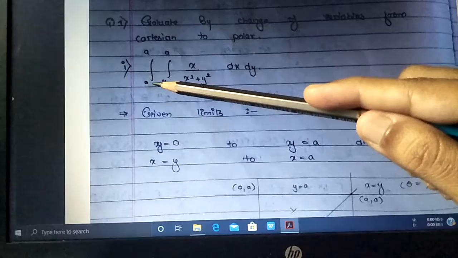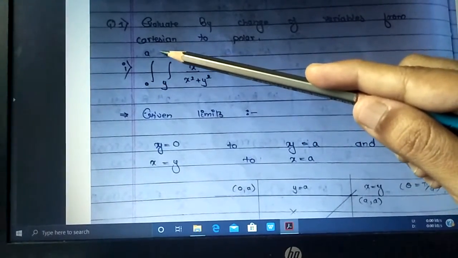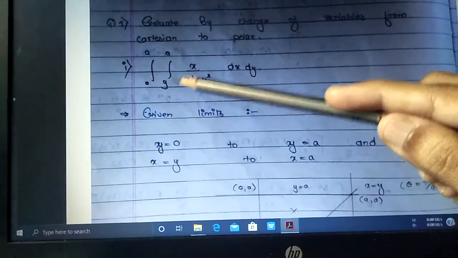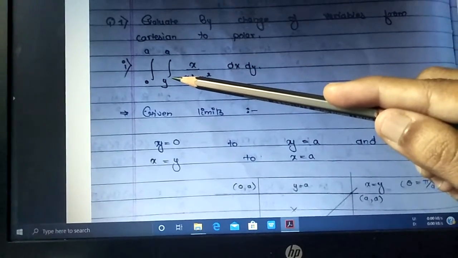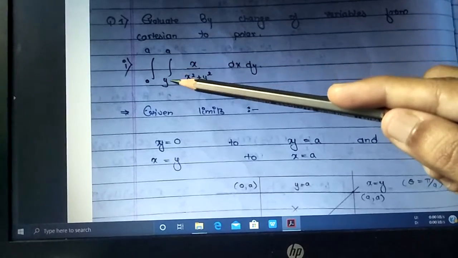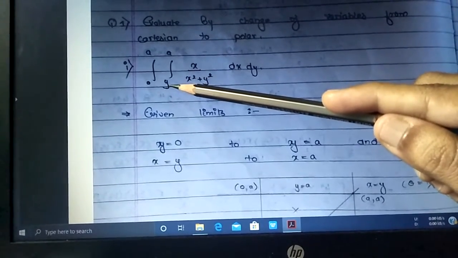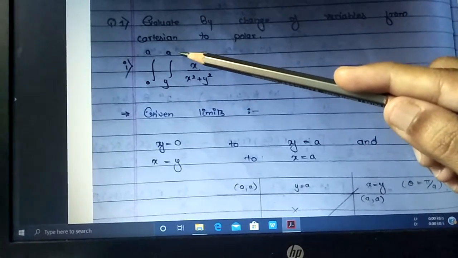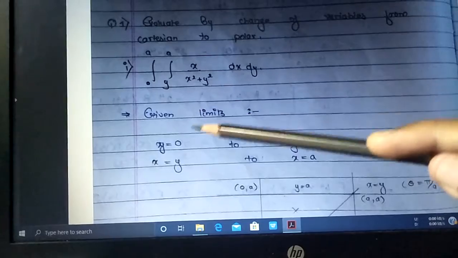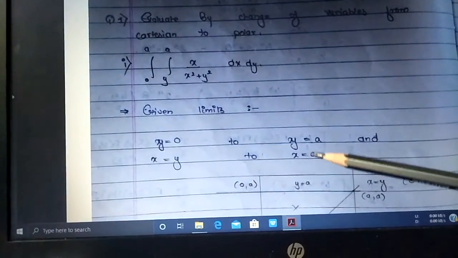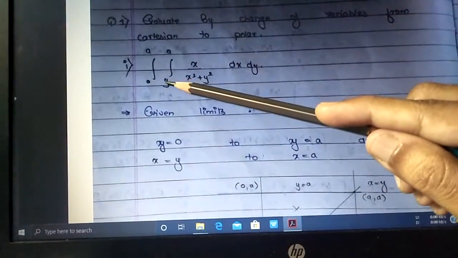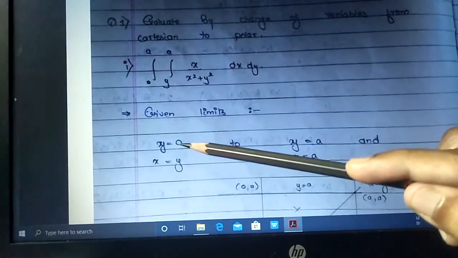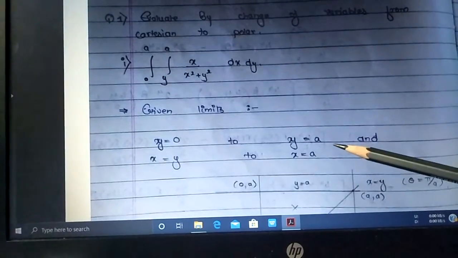Here, as we know, this is integration 0 to a, constant limits are there, and the inner limits are given in terms of y. So this must be the limit of y, and these are the limits in terms of y, so this must be the limit of x, meaning x is equal to y to x equal to a. So I have written the given limits x is equal to y to x is equal to a. Obviously, if this is the limit of x, the remaining will be the limit of y, so here y equal to 0 to y equal to a.